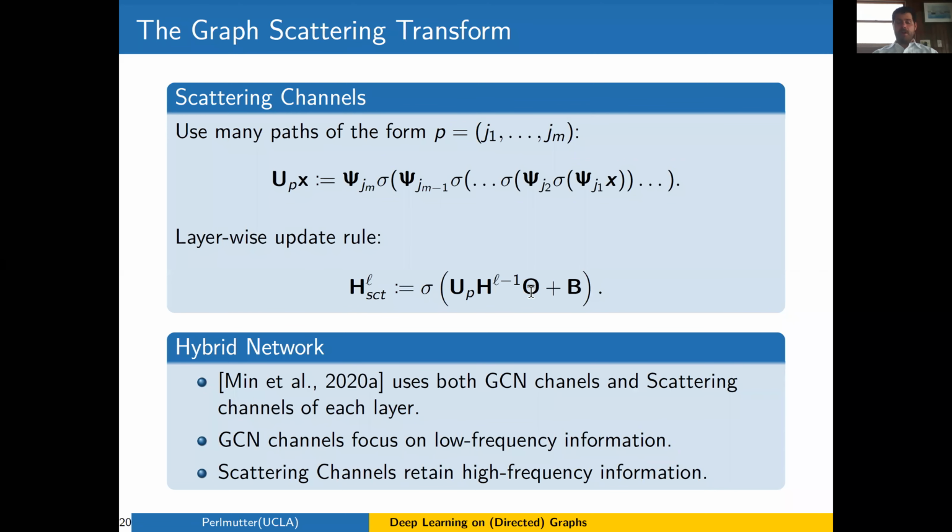And then what Min et al. do is they introduce a hybrid network that uses both classical GCN channels and also these bandpass scattering channels. And in this way, you are able to compute local averages using the GCN channels, but you're also able to retain high frequency information.